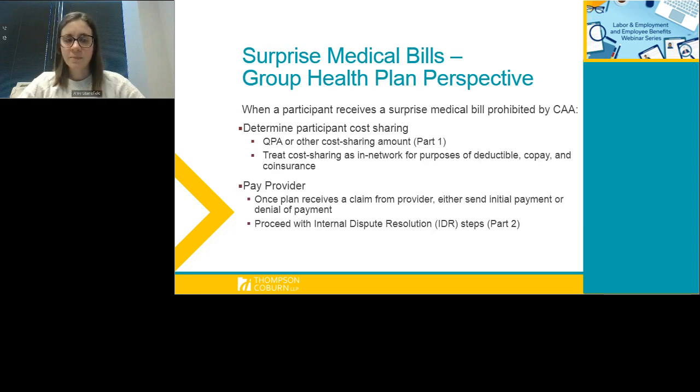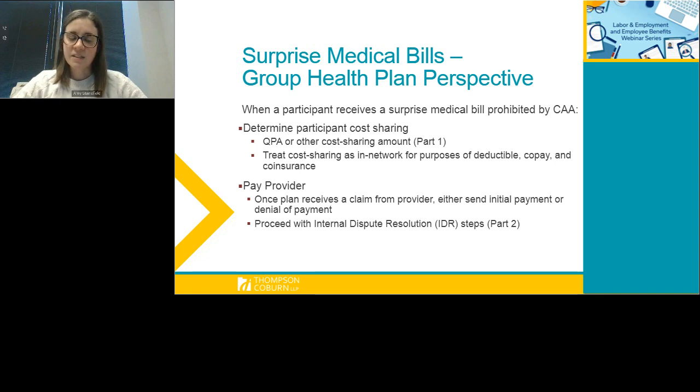So as a group health plan, what do you do when one of your participants receives one of these surprise medical bills that's prohibited under the Consolidated Appropriations Act? You have two key responsibilities. One responsibility is to the participant to determine what their cost sharing amount is going to be.